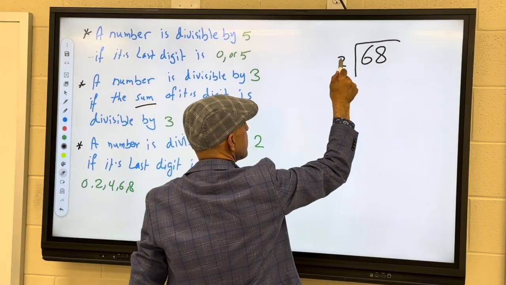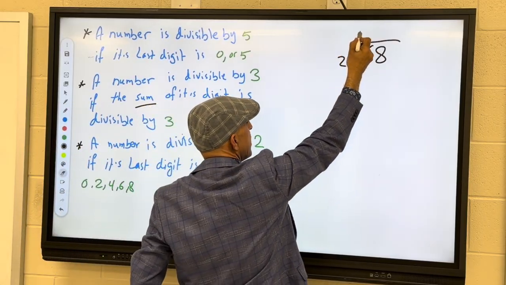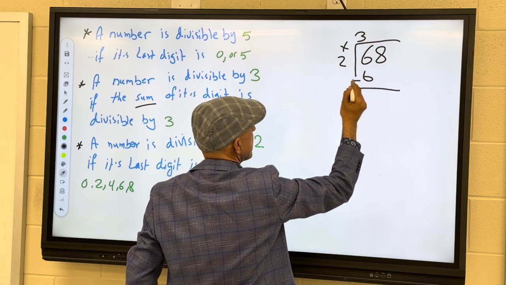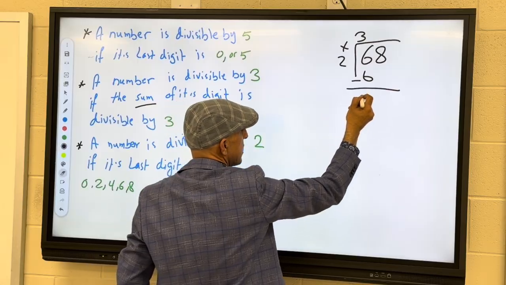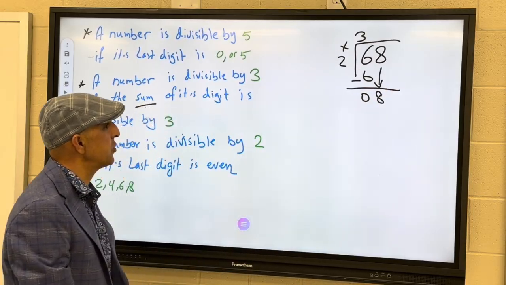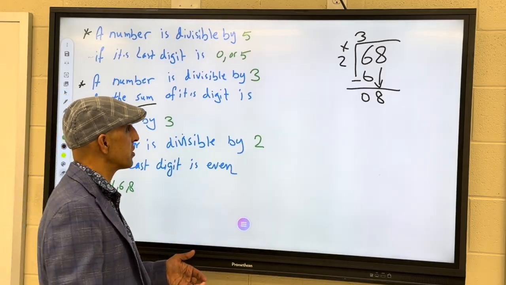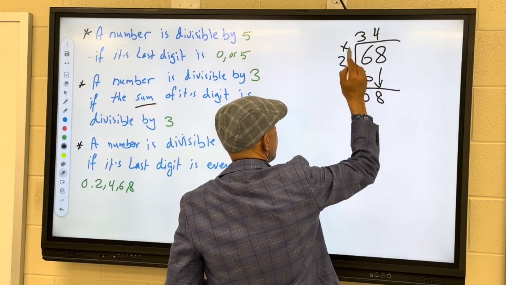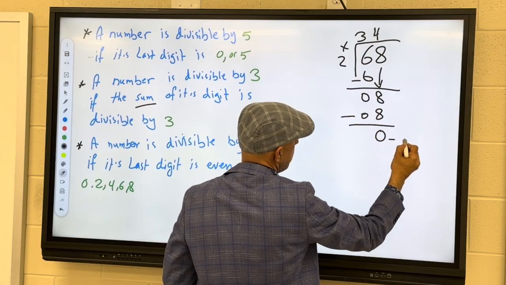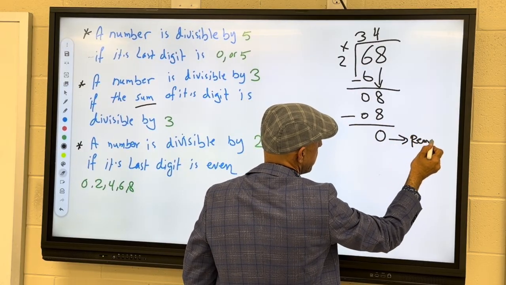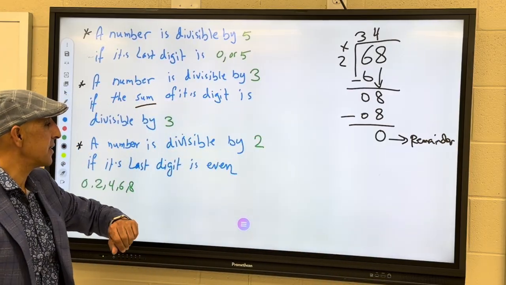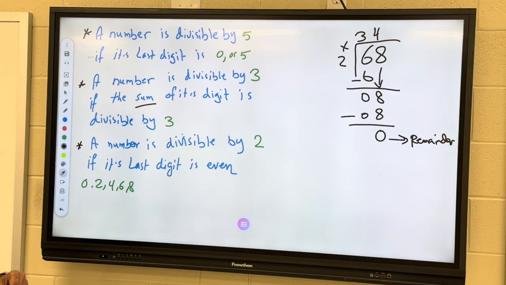Now 6 divided by 2, yes, we have 3. 3 multiplied by 2 is 6. You subtract 6 from 6, 0. You can take the 8 down. 8 divided by 2, in this case, we have 4. So 4 times 2 is 8. Now, when you subtract, you end up with 0. So the remainder is 0. So yes, 68 is divisible by 2.